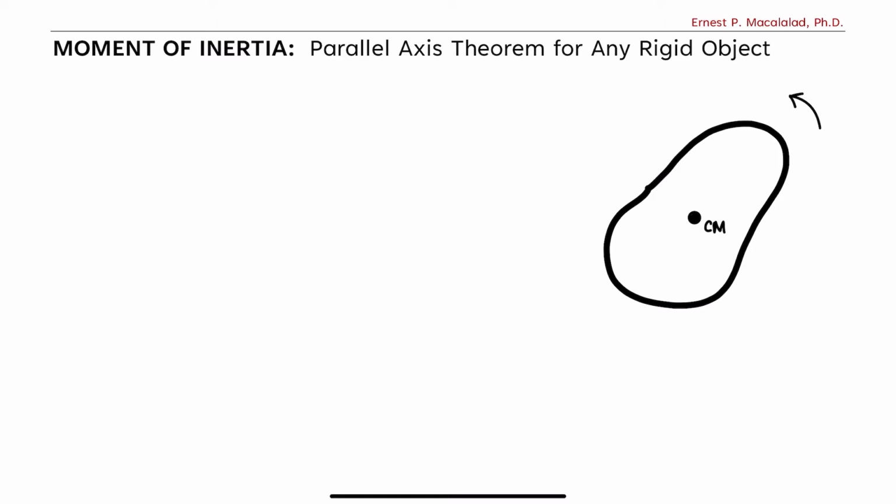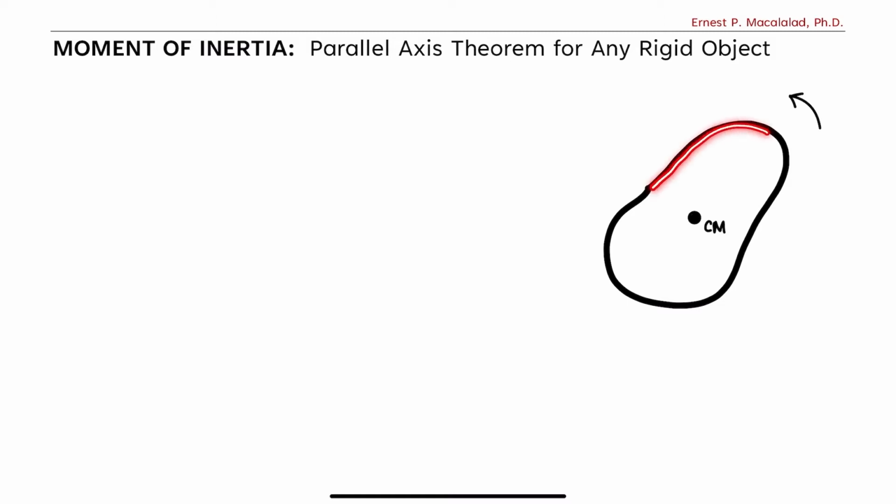From our previous videos, we derived the moments of inertia of certain objects that are rotated about an axis that passes through their centers of mass. Now, what if the axis of rotation does not pass through the center of mass, but the axis of rotation would still be parallel to it?